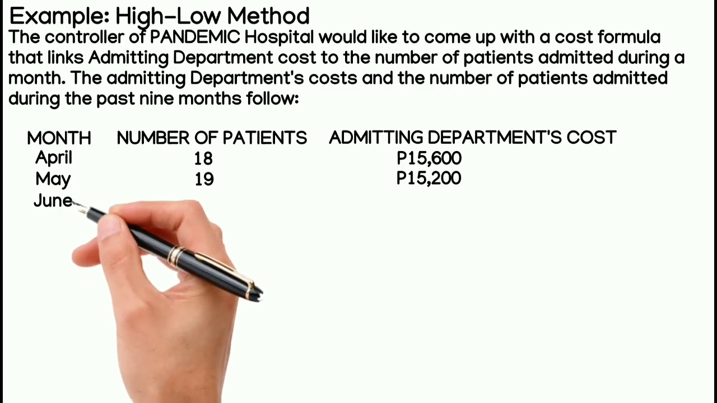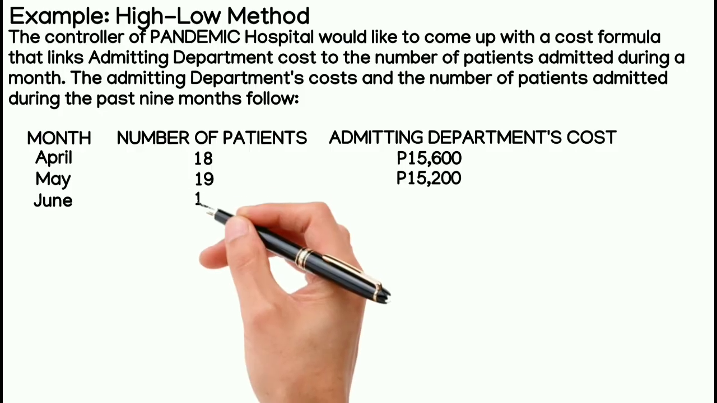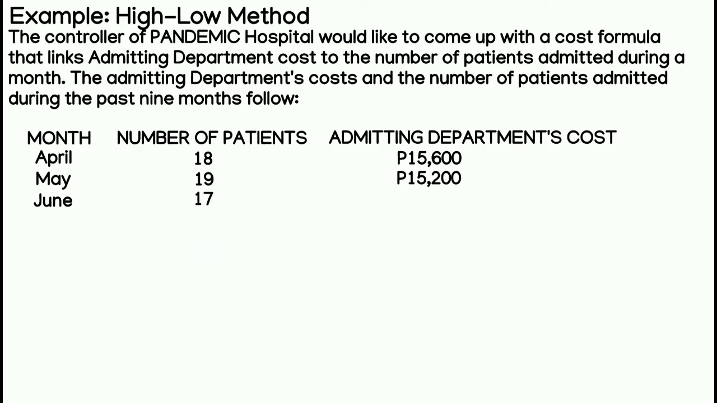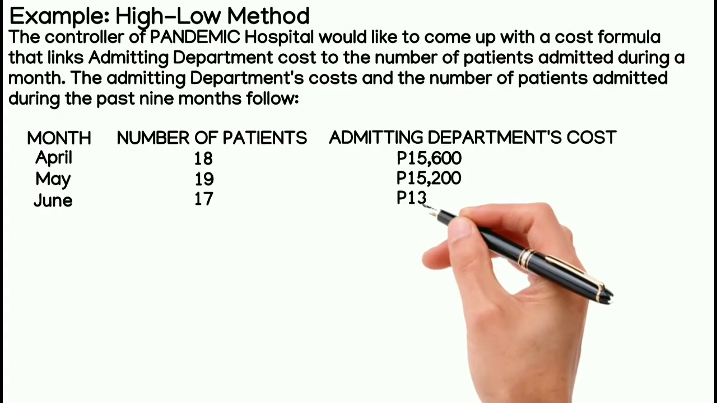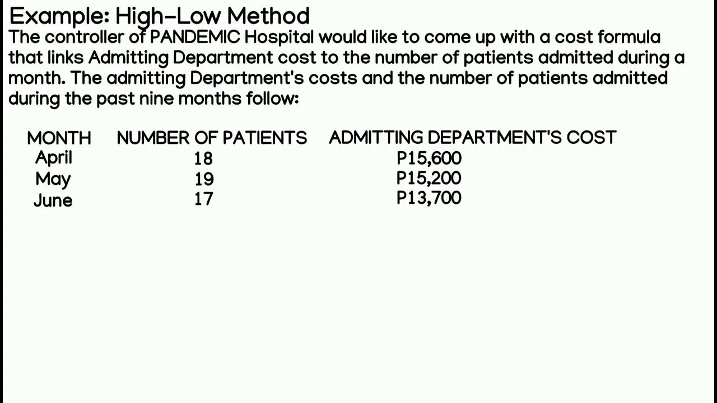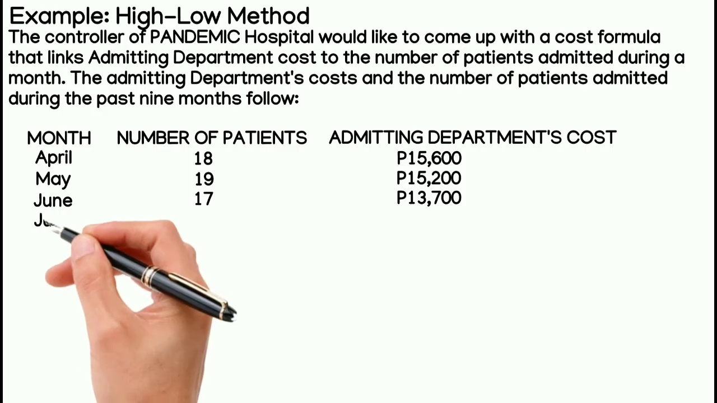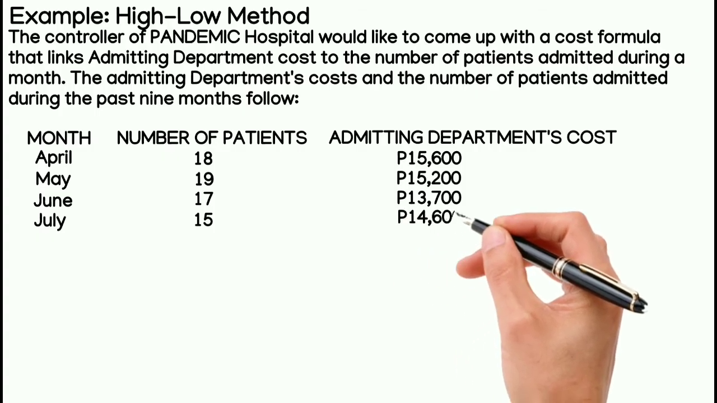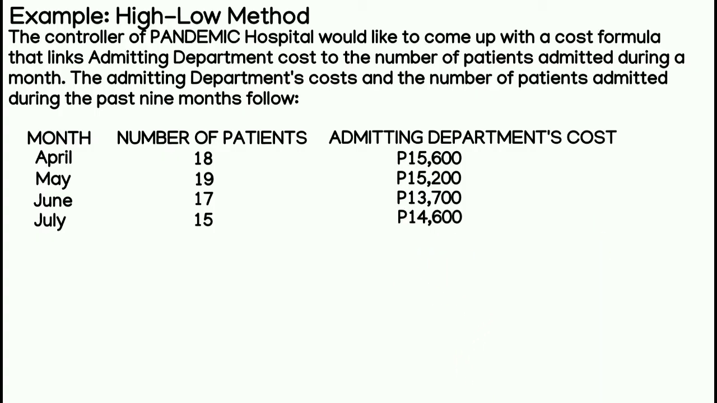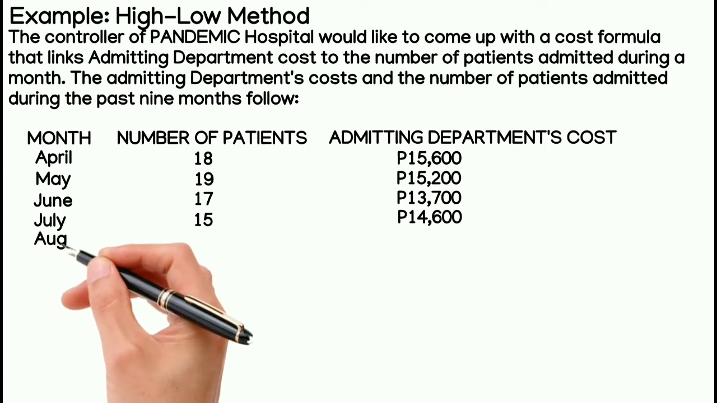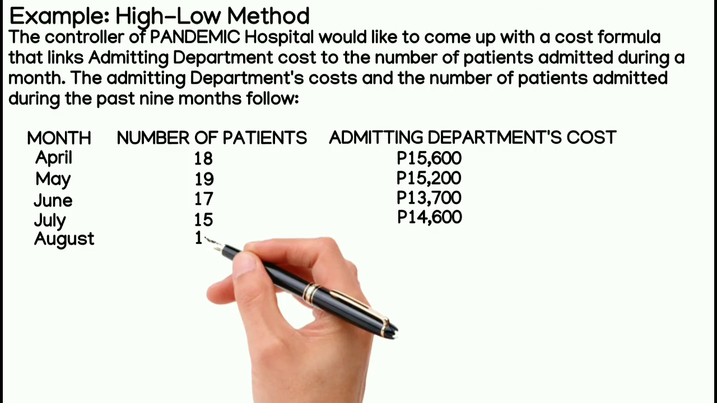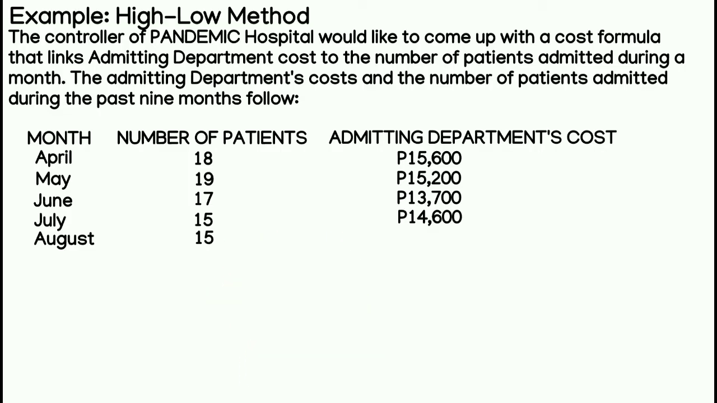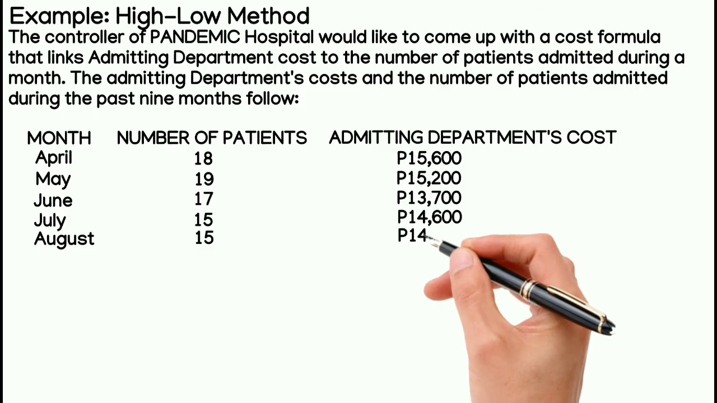For the month of June, the number of patients is 17 and the admitting department's cost is 13,700 pesos. For the month of July, the number of patients is 15 and the admitting department's cost is 14,600 pesos. For the month of August, the number of patients is 15 and the admitting department's cost is 14,300 pesos.